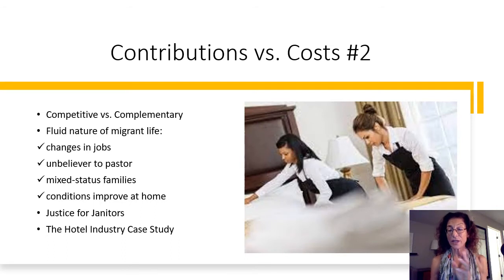So let's look at another area of contributions versus cost. Really wide agreement that immigrants whose work is complementary contribute to the receiving society. When their work is competitive, that is a cost for the receiving society. But the question is, what work is competitive and what work is complementary? And part of what makes that such a confusing area to tackle is that migrant life is fluid. It doesn't hold still. So migrants change jobs. They may change from a job that is competitive to a job that is complementary.